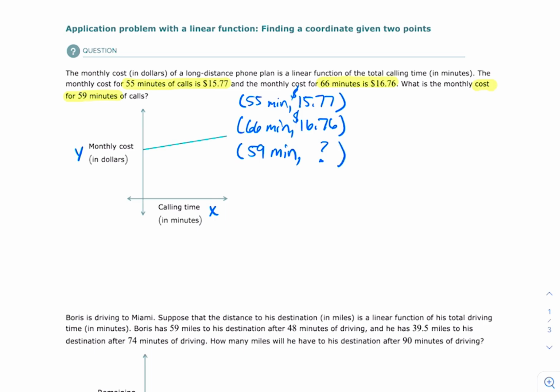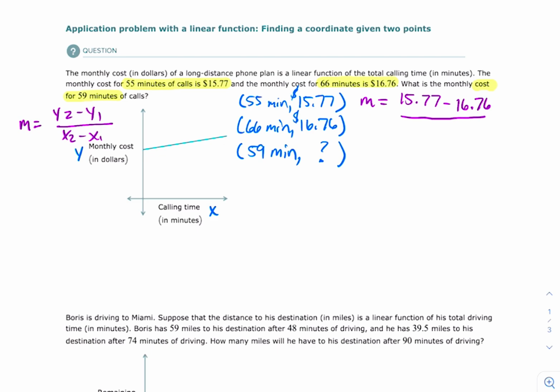Okay. Now, no matter what method we are using, the first thing that we're going to have to do is find our slope between the 2 points that we know. So I'm going to start with these 2 points, and remember our slope formula is y2 minus y1 over x2 minus x1, or we can flip that to do y1 minus y2 over x1 minus x2. So for the problem, I'm going to take my 15.77 minus 16.76 over 55 minus 66. And then we're just going to work on simplifying that.